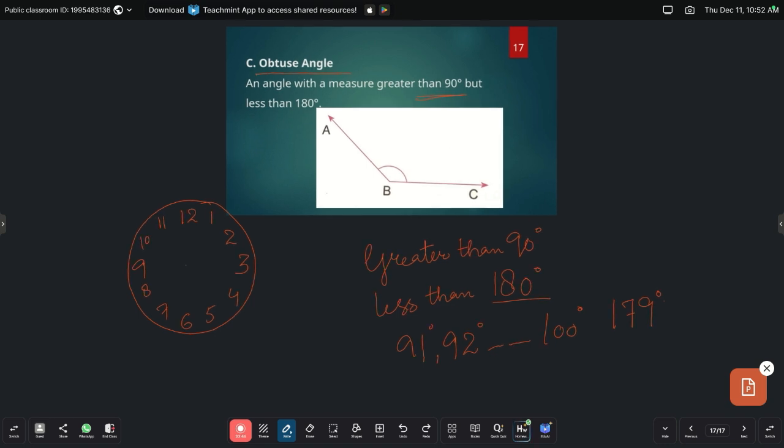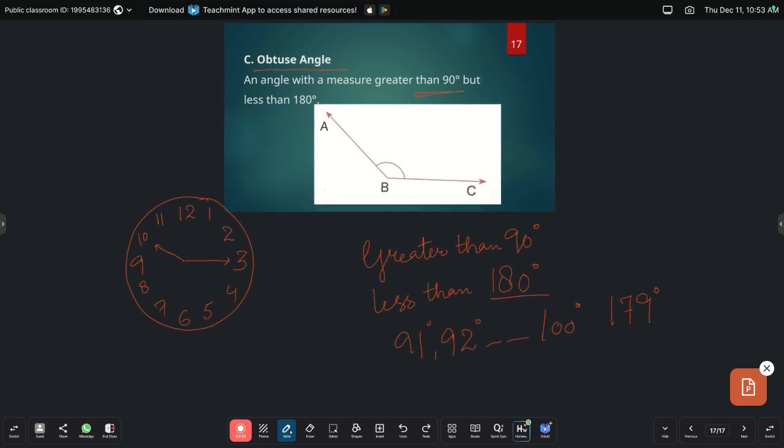See, the hands of the clock at 10:15. Observe the hands of the clock at 10:15. Sawa 10 baj gaye, 10:15. Here, the angle made by the hands of the clock is an example of obtuse angle. You can easily observe here, it is an obtuse angle. Got it, boys? Is this thing clear? Okay.